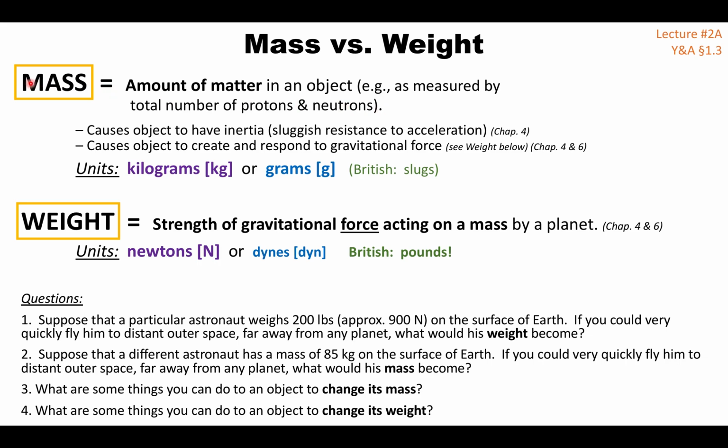So, what does mass do for an object? Well, the more mass you have, the harder the object is to accelerate. We call that property inertia. So mass is basically a measure of inertia. We'll talk about this in chapter 4.